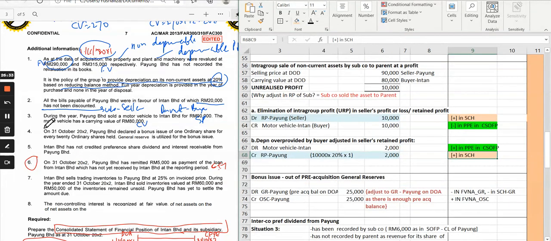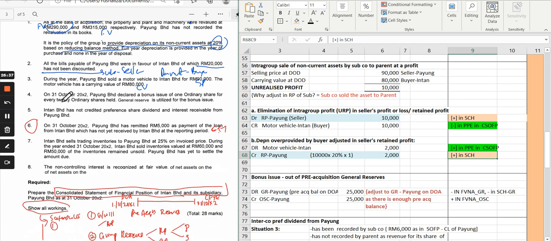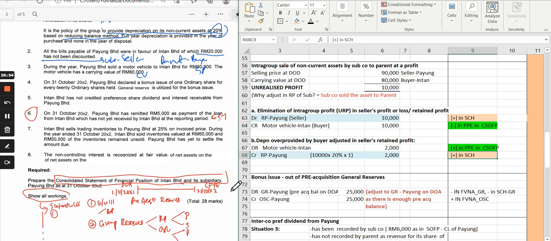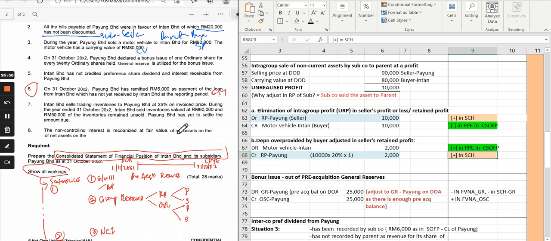Okay, next is the journal entry that you need to do for the bonus issue. My advice is whenever you come across a bonus issue, it is best that you do the bonus issue before you start calculating the goodwill. But today we're going to look at what reserve is being used for the bonus issue. Is it out of pre or is it out of post? If you look at the statement here, general reserve is utilized for the bonus issue.